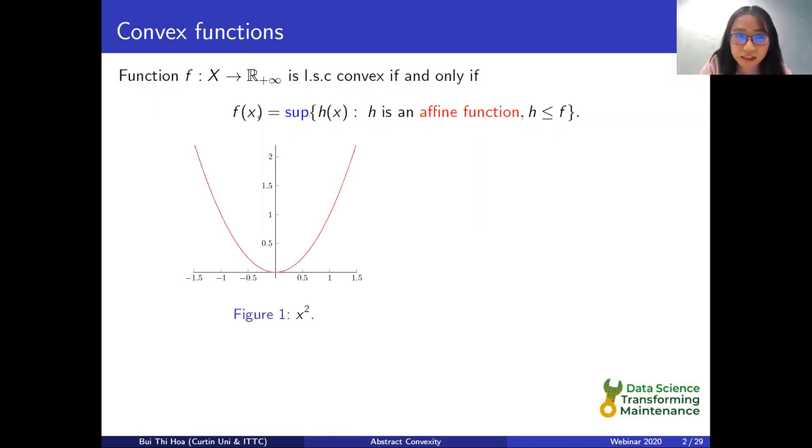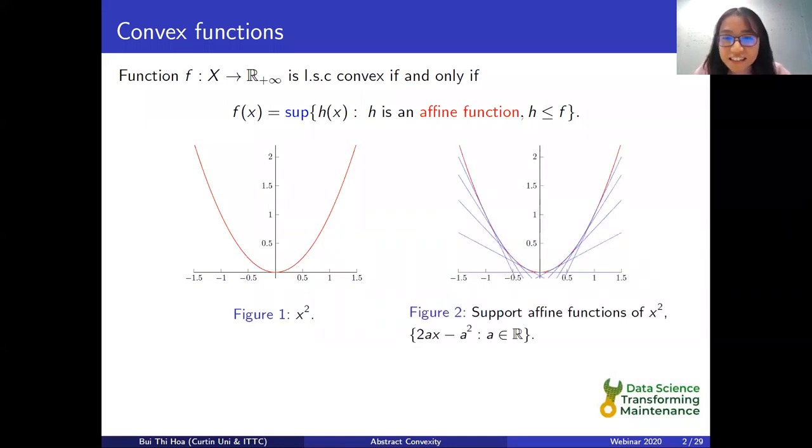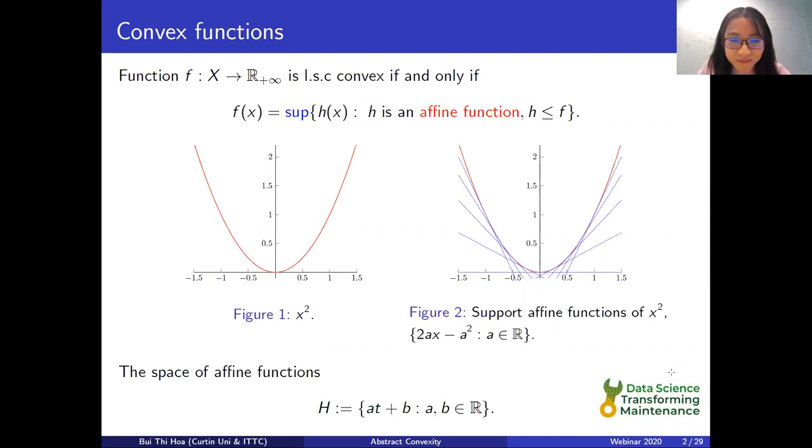So let's take a very simple example. This is x squared, and everyone knows that this is a convex function. So this is a set of support affine functions of x squared. In the figure here, the blue lines support the red curve from below. Okay, this is a one dimensional function, and this is the space of all the affine functions.